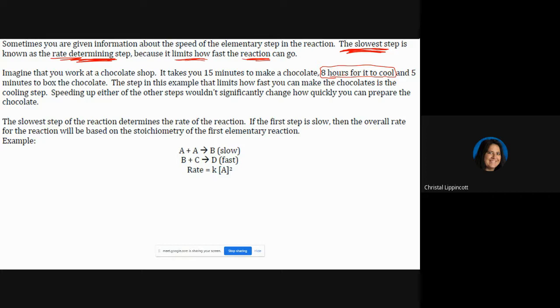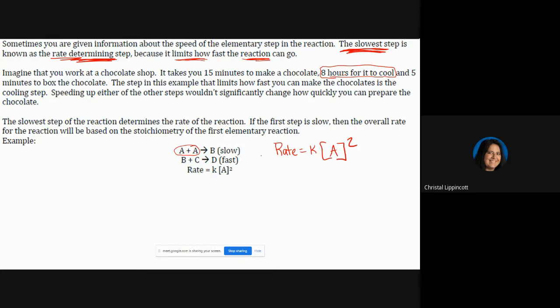So the slowest step of the reaction determines the rate of the reaction. If the first step is slow, then the overall rate for the reaction can be based on that stoichiometry. So if this is our rate determining step, this would be our stoichiometry for it. So our rate law would be rate equals k times A squared.